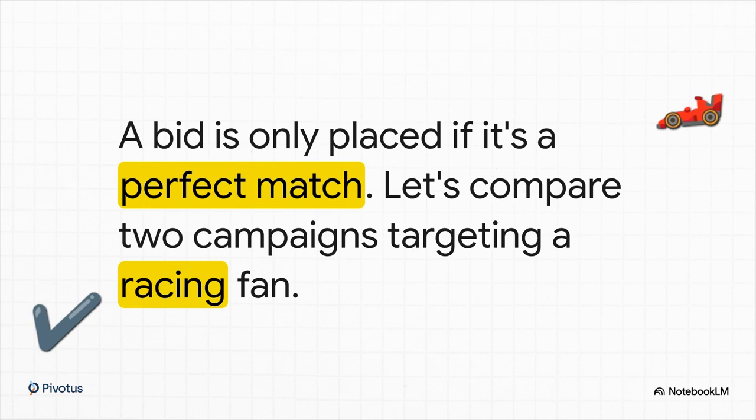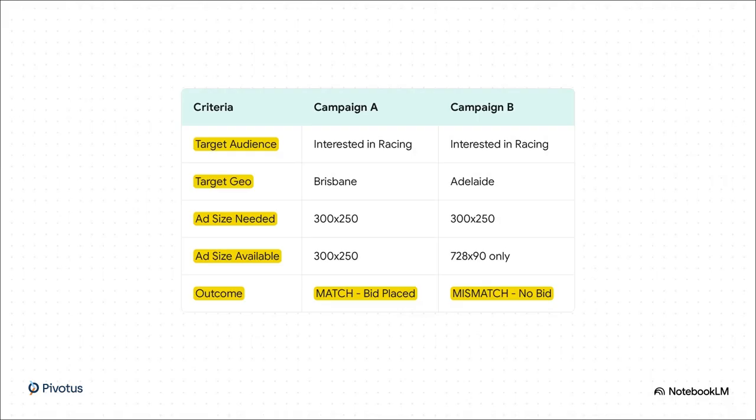See, a DSP won't even bother placing a bid unless the opportunity is a perfect match for the rules the advertiser has set up. Let's look at a really clear example. Imagine a user who loves racing cars is visiting a website, and there are two different ad campaigns out there also trying to reach racing fans. Let's break this down. Our user is a racing fan, and they're in Brisbane. Campaign A is targeting racing fans in Brisbane, and it has the right ad size ready. Check, check. It's a perfect match, so it places a bid.